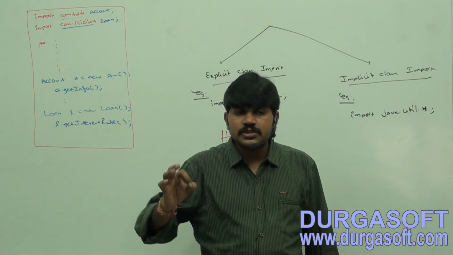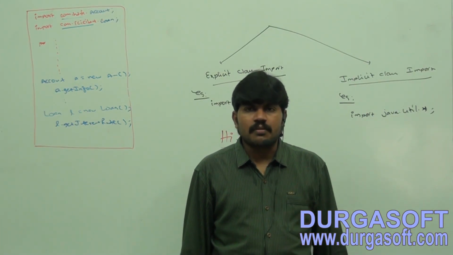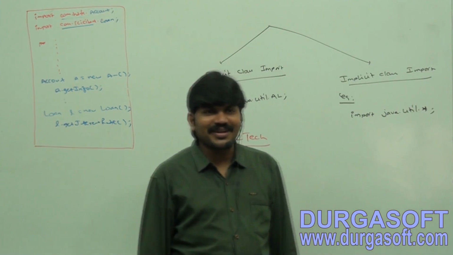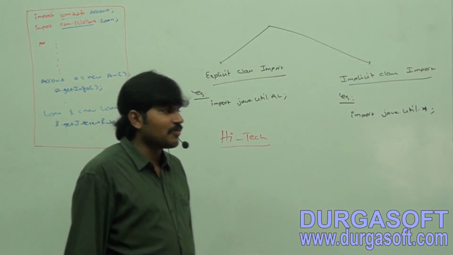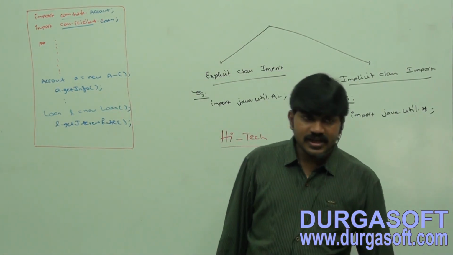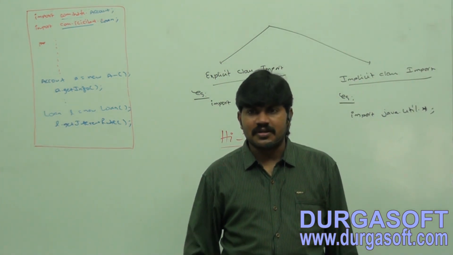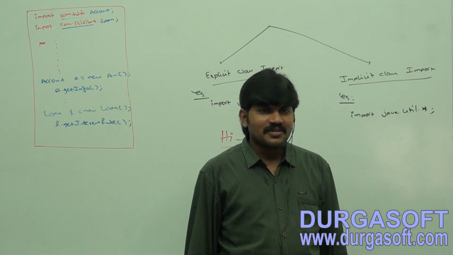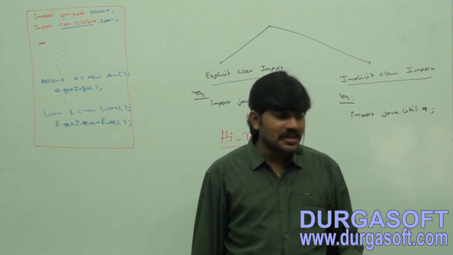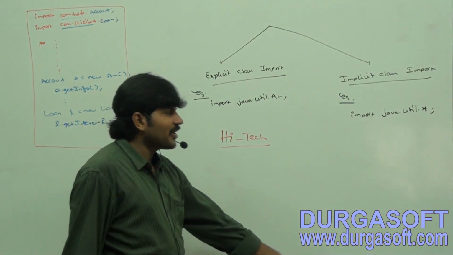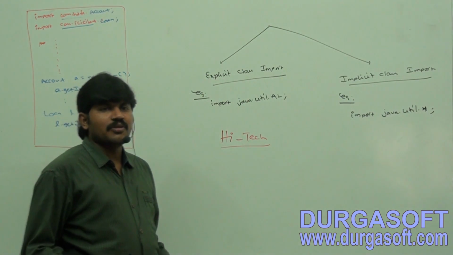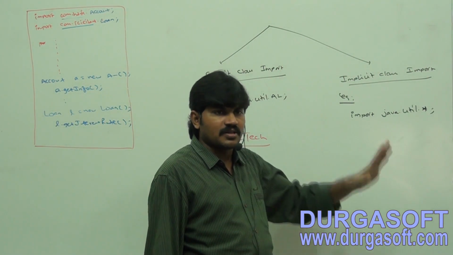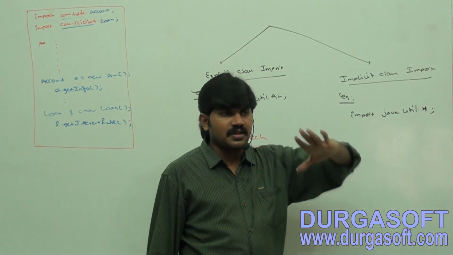Next point, best suitable for Ameerpet, where typing is important, because I'm not going to deliver this code to any person. Best suitable for Ameerpet where typing is important, that's all. So how many types of import statements are there? Two types, explicit class import and implicit class import, right? I hope it is clear for all of you, right? This is case 1.